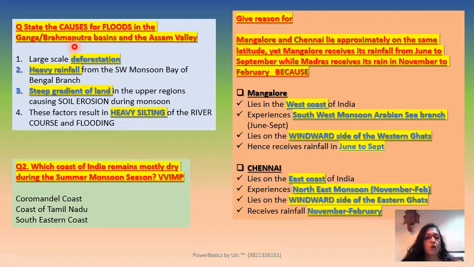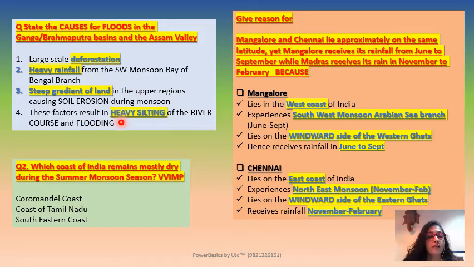So state the causes for floods in the Ganga-Brahmaputra basins. We have seen where the Ganga was and where the Brahmaputra was. Now, large-scale deforestation leads to flooding. Yes, trees otherwise hold the soil in one place. Heavy rainfall from the southwest monsoon, Bay of Bengal branch. We know the Bay of Bengal branch is from where the rain comes to the Himalayas and also to the Brahmaputra basin and Assam. So Ganga and Brahmaputra, two sides, it bifurcates, right? The Bay of Bengal branch.